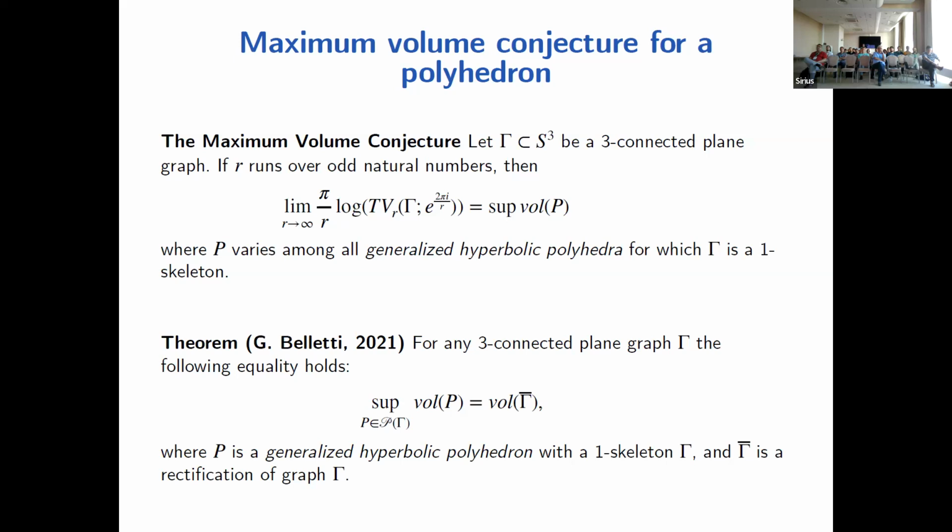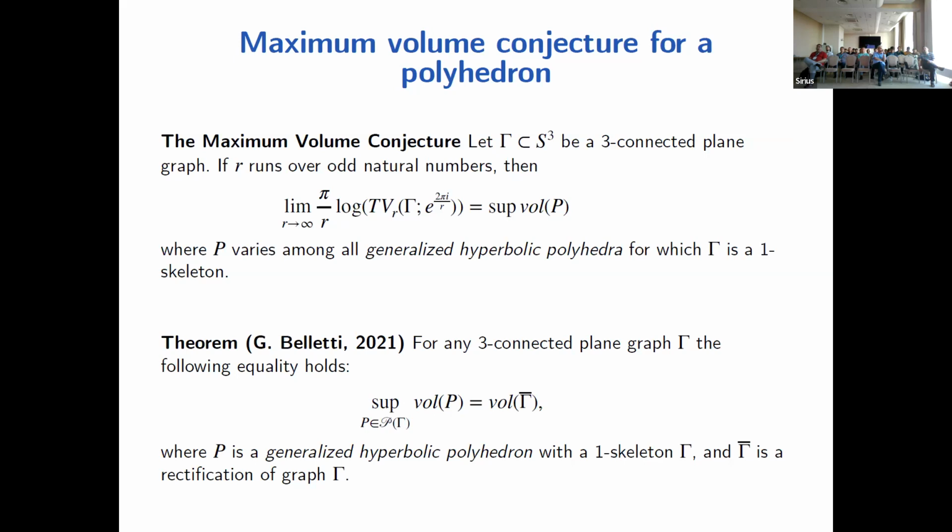On the left side we have some sequence of invariants called Turaev-Viro invariants for graphs, and they consider this limit. And on the right side, we have a supremum of volumes of polyhedra P, where P is a generalized hyperbolic polyhedron for which gamma is the one-skeleton. So we consider the supremum of volumes of all polyhedra with the same skeleton. The term generalized hyperbolic polyhedra I will explain a bit later.